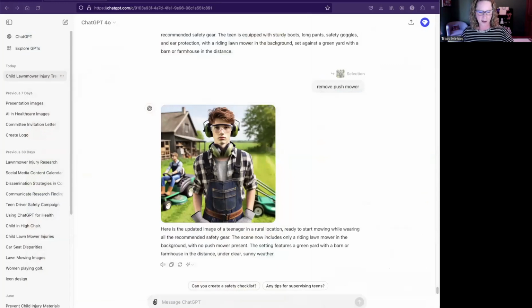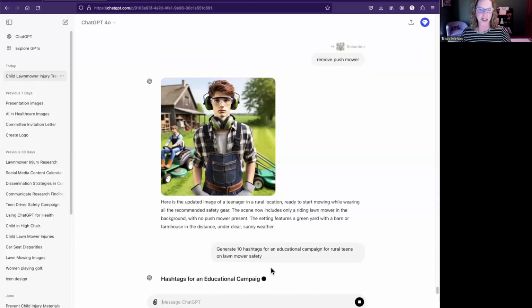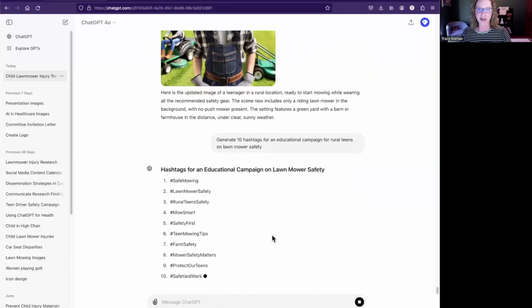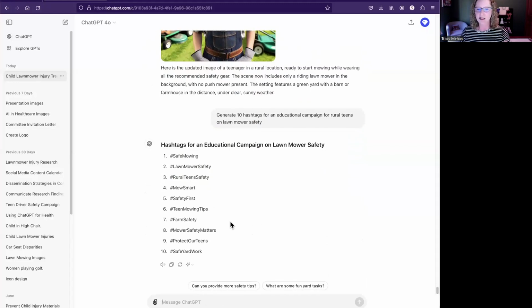Okay. I also wanted to see what it could do in terms of hashtags. So I asked it to generate 10 hashtags for an educational campaign for rural teens on lawnmower safety, and it put some together. Some of these might work. You might need to keep asking it. You might need to give it more information, but we did actually use hashtags for a recent campaign that it helped us create. We were struggling to come up with one for a couple of weeks, finally put it in, and it came up with one like that, which is fantastic.